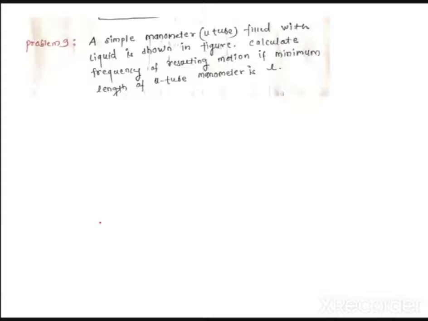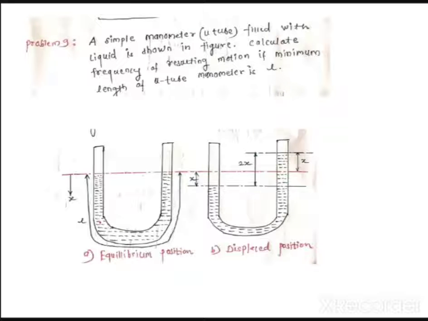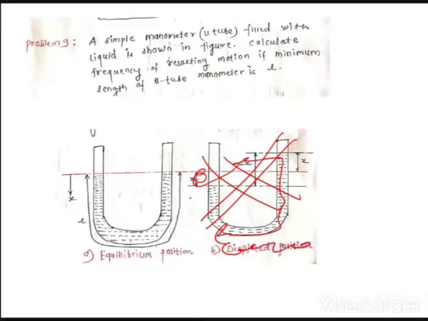A simple U-tube manometer with liquid is shown in the figure. Calculate the frequency of the resulting motion if the total length of the liquid column in the U-tube manometer is L. First of all, forget this figure. This is the figure after the displacement. So consider this is the figure given to you.